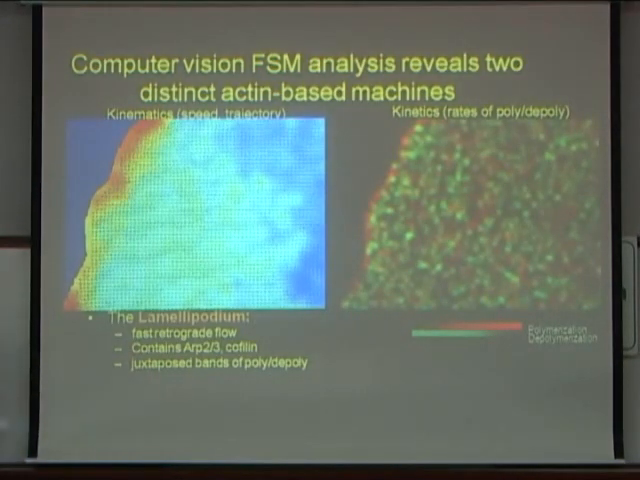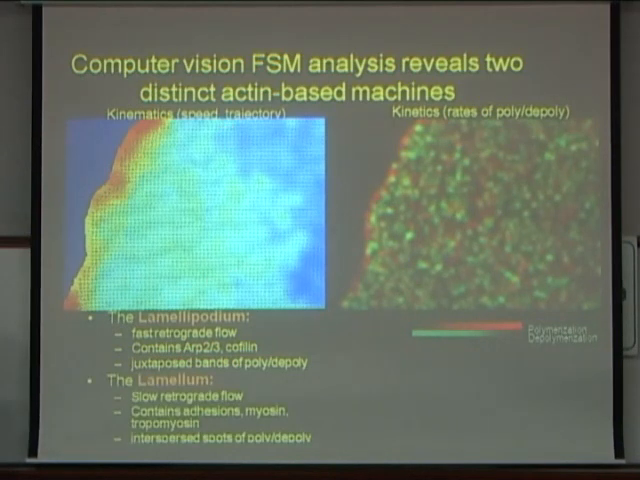We know from immunolocalization that ARP2/3 and cofilin are concentrated to these regions. But what's this thing back here? We've got this whole other region behind this, and we call this region the lamellum. Again, it's a very flat region, so it's lamellar. But here, the kinetics of actin are different. There's this slow retrograde motion that we could see in the movies.